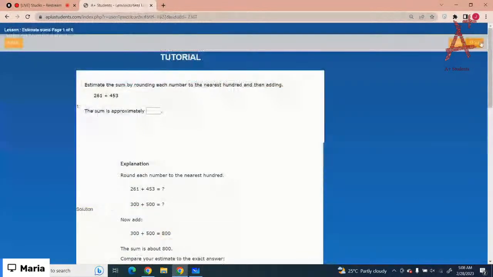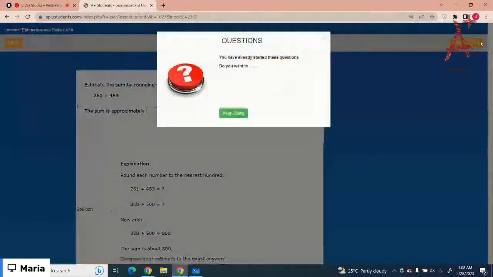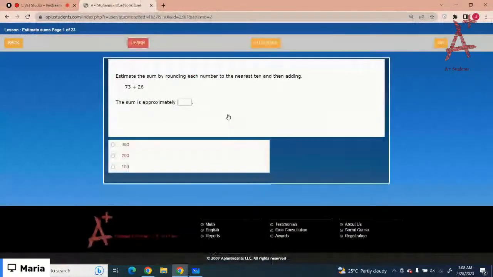Okay, you have to do the same thing we did in the previous lesson. Got it? So let's start with the test questions. Estimate the sum by rounding each number to the nearest 10 and then adding. You have to do 73 plus 26.